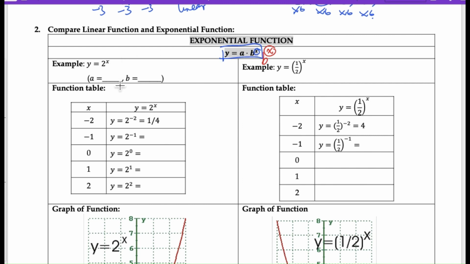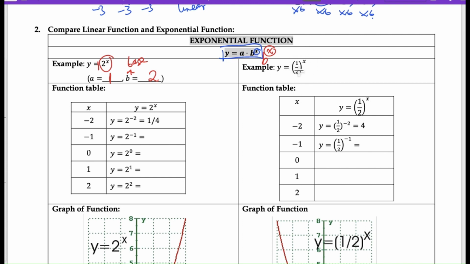The first example is very straightforward. I just created y equals 2 to the x power, and in this case, a is an invisible 1 multiplied here, so a is 1. Because you do not see a number here, it can't be 0, because 0 times everything is going to be 0. So there's no way we can get a 0 as a constant. So a is 1, and b is considered the base in this case. So b is 2 for this one.